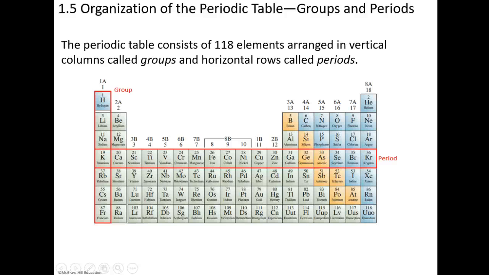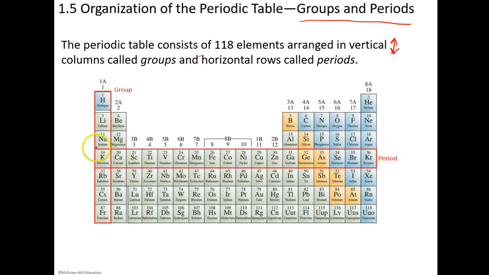All right, now let's just talk about the organization of the periodic table. We're going to talk a lot about how it's organized. We've got groups and periods. They're made up of groups and periods, so there are currently 118 elements. You have vertical columns, which are up and down, and you've got horizontal rows, and the horizontal rows are called periods.